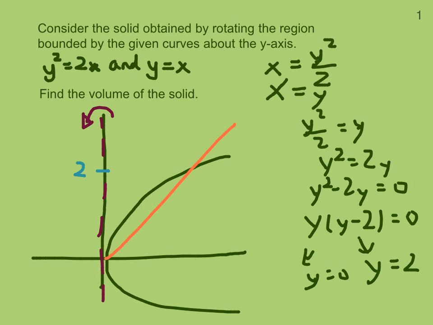Because there's a gap between the region and the axis of rotation, we have our choice between washers and shells. Can't tell you which one is any better than the other, so let's try washers. where we put a typical rectangle that is perpendicular to the axis of rotation, and then we have to find the inside radius, call it little r, and the outside radius, call it capital R.